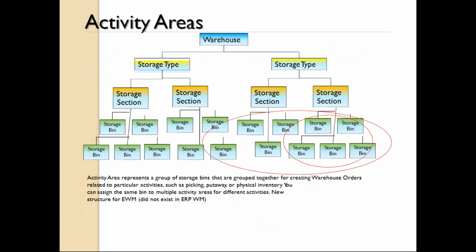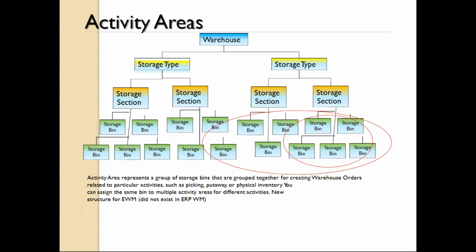So if we talk about activity area, as I said, it is nothing but a grouping together of bins for a particular activity. We typically have 6 or 7 activities in the warehouse. Let me list a few of the very common ones. One is picking, another is put away. One is internal movement, one is replenishment, one is your physical inventory, and one is your posting change.